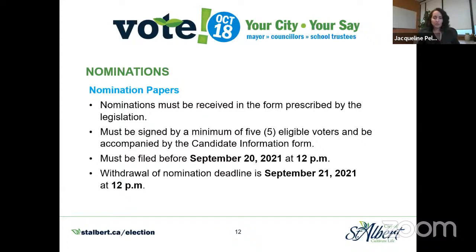The papers themselves consist of 3 parts. The first part is the nomination form itself. This is where eligible voters can sign to nominate the person as a candidate for municipal council. The second part is the acceptance form. This part of the papers is an oath. It's where the candidate swears or affirms that they are eligible and that they will accept the position that they're nominated for if they are elected. The third part of the form is the candidate information form, and all of these are available on our website.